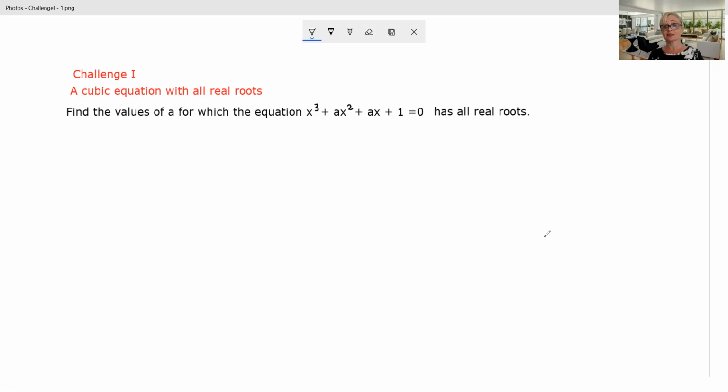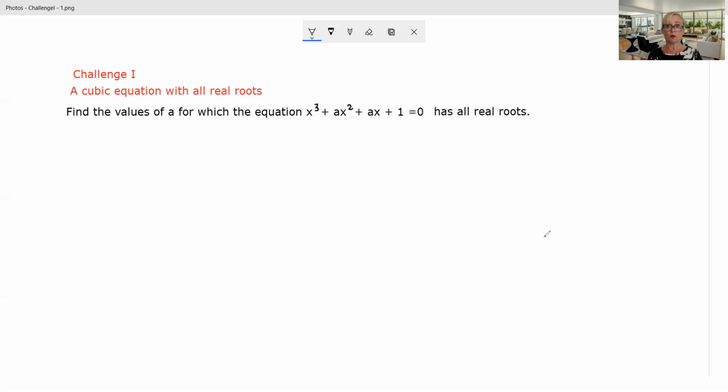What we're being asked to do is we've been given a cubic equation and it's got some unknown coefficients. The coefficient of the x squared and the x term are unknown and they're both the same. They're both a. We're asked to find the values of a for which that equation has real roots. It's a cubic equation, so in theory, there will be 3 roots. However, we want to make sure that they're all real roots. We're not talking about complex numbers here.